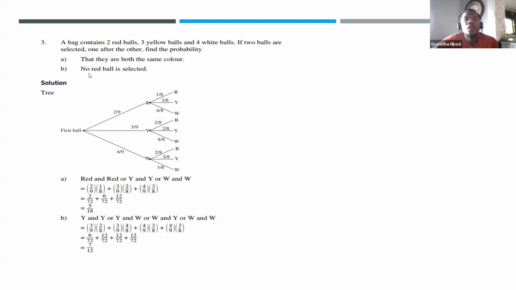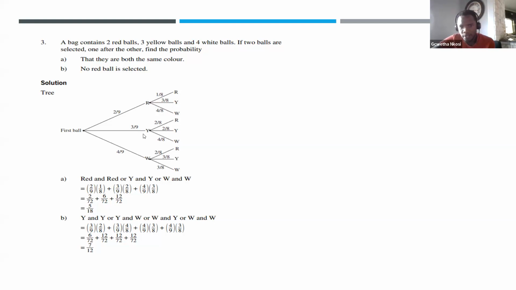Now they say no red ball is selected. It means that we don't want red. Red must not be selected. Any option that has a red must be taken out of the equation. Red, red is out. Red, yellow is out. Red, white is out. So in the first arm, we are not going there.